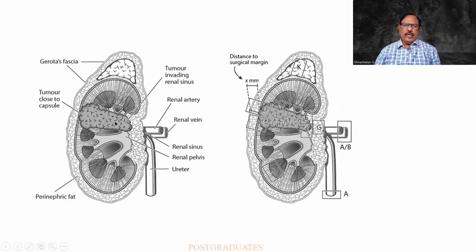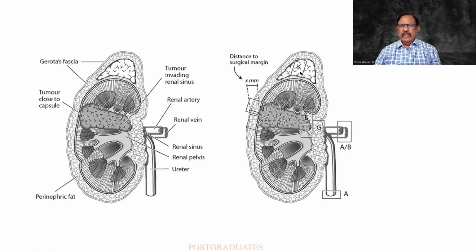And when there is going to be an invasion of the renal sinus, care should be taken in handling the structures. It can be the renal vein or it can be the ureter lower down. The distance from the surgical margin matters. Always it is said, whenever you give multiple bits, the bit that is closest to the surgical margin is of paramount importance.